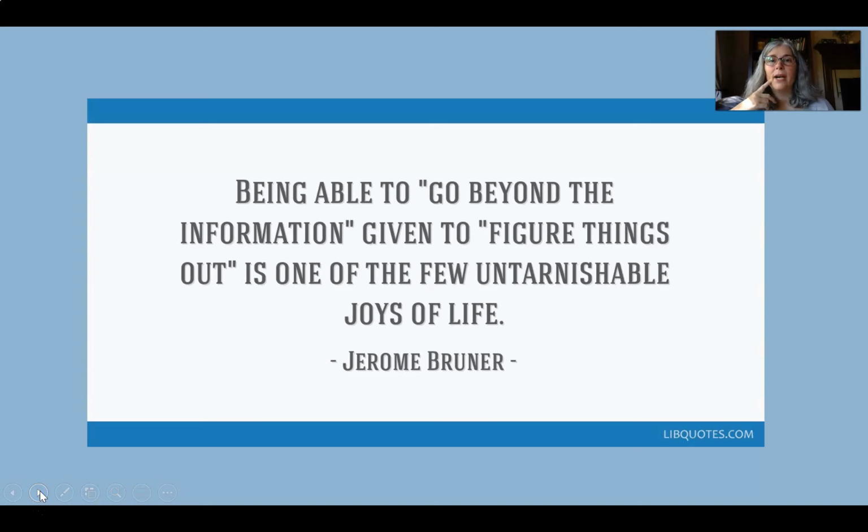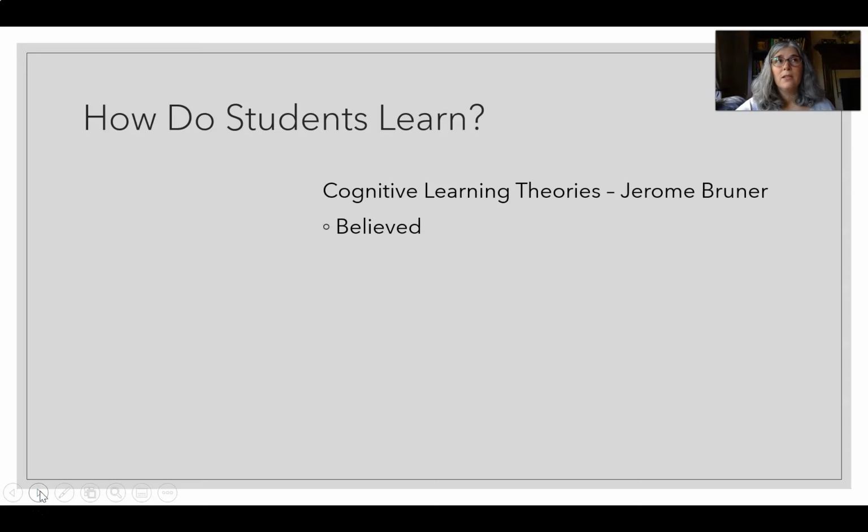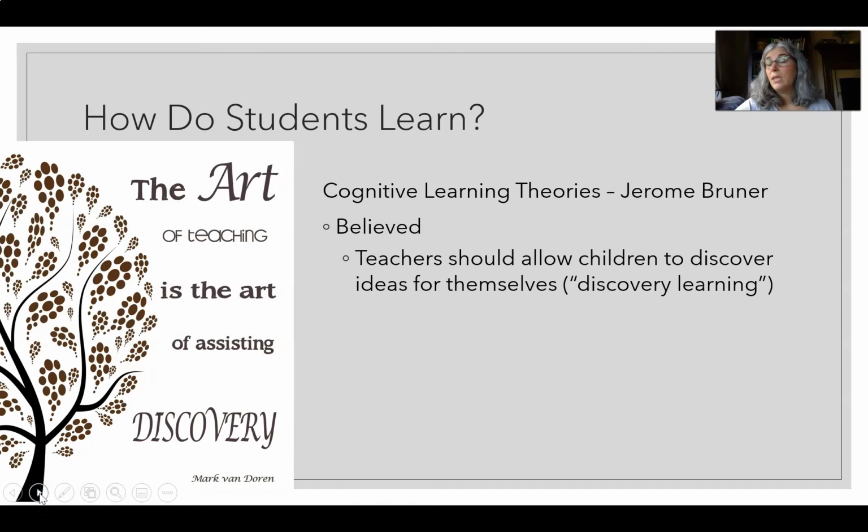I like this quote by Jerome Bruner: "Being able to go beyond the information given to figure things out is one of the few untarnishable joys in life." And I think that's pretty typical for how he viewed learning. So when it comes to Bruner, he believed that teachers should allow students to discover things for themselves. That instead of telling them what the answer is, or showing them what the answer is, they should provide them with the resources and the materials to interact with, and then let students discover things on their own.